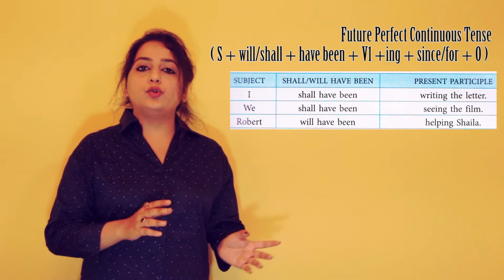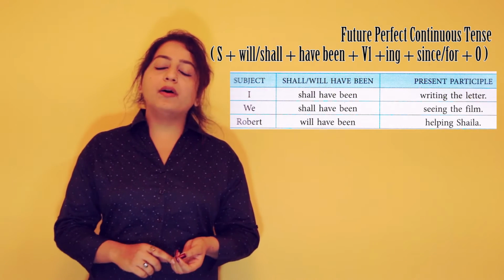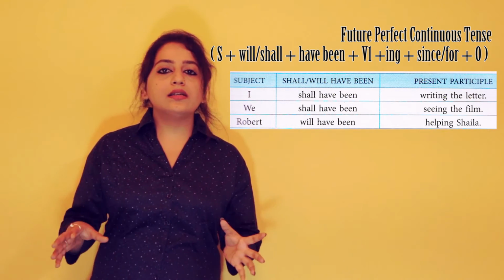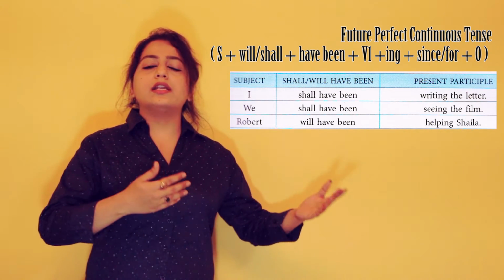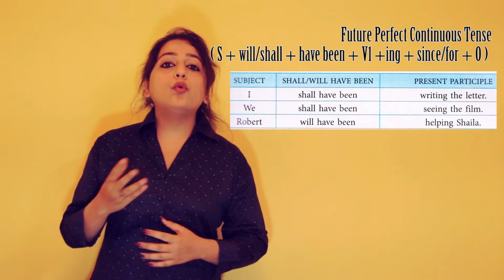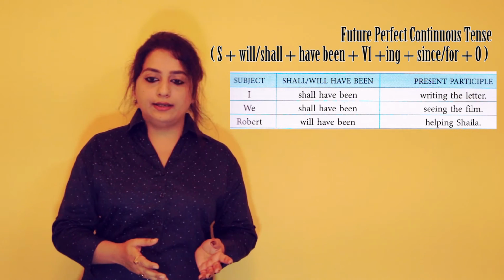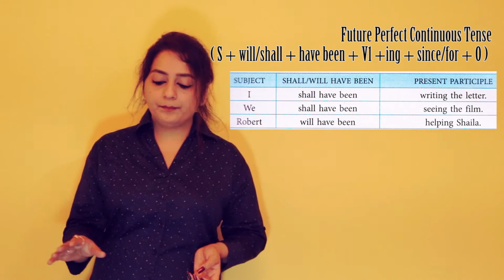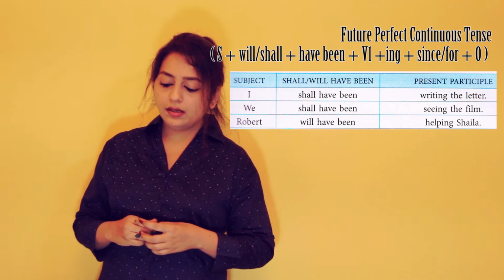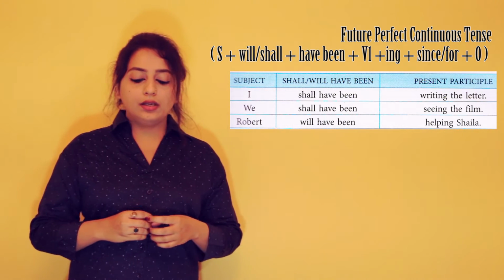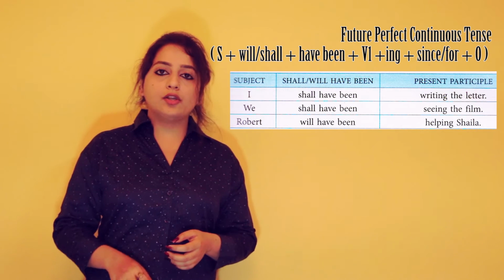And the last, the 12th one, is future perfect continuous tense. It's the same as the simple future, meaning some action will start in the future and will somehow end in the future. But we don't know when it will start and when it will end. It's not confirmed. So the structure is subject plus will/shall plus have been plus V1 plus ing plus since or for plus object. So after revising all 12 types of tenses, we will move on to the practice set.